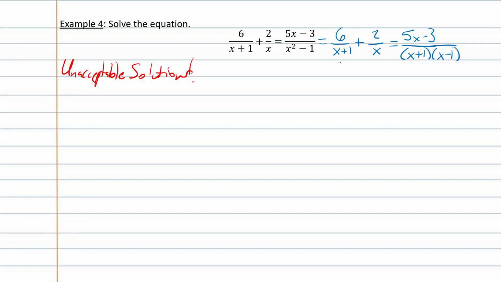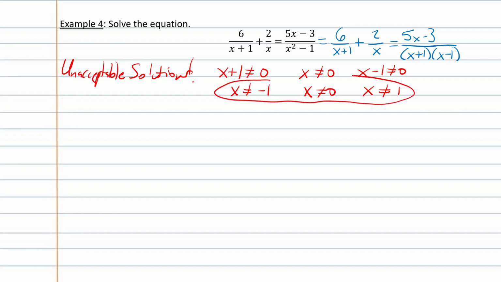Now, let's look at any unacceptable solutions. Okay, now if I look at my denominators here, I see that x plus 1 cannot be equal to 0, x cannot be equal to 0, and x minus 1 cannot be equal to 0, which lets me know that x cannot be equal to negative 1, x cannot be equal to 0, and that x cannot be equal to 1. Those are our three unacceptable solutions.